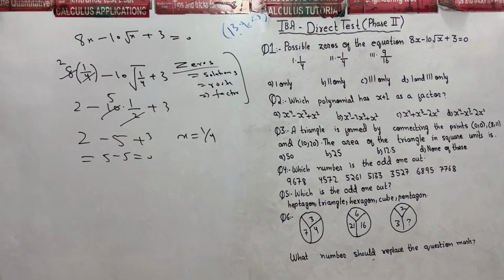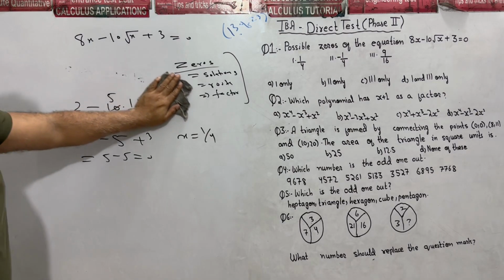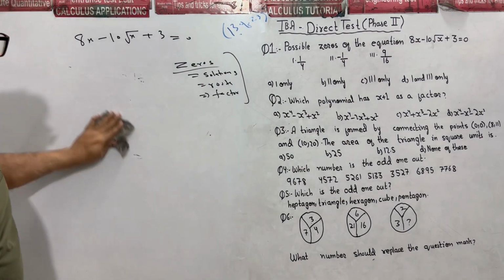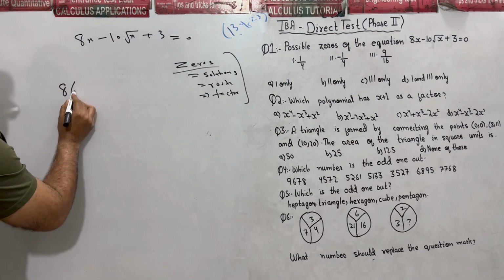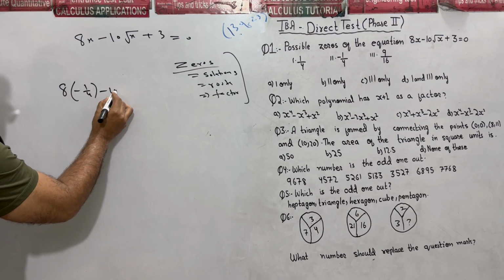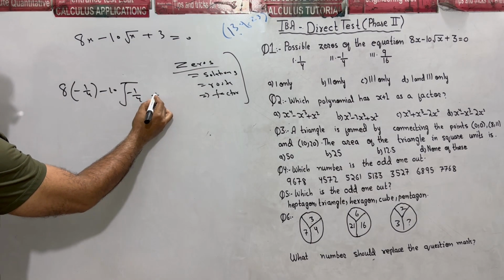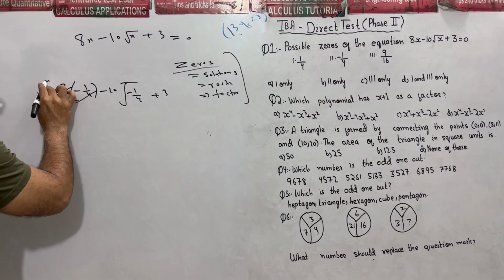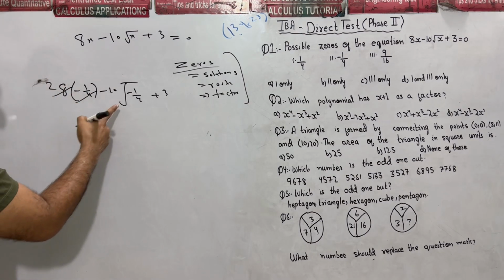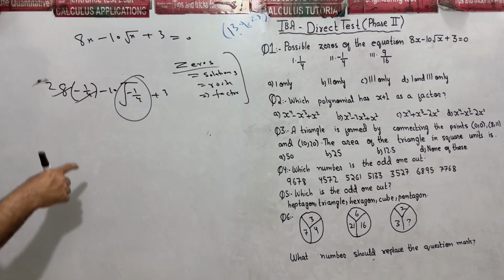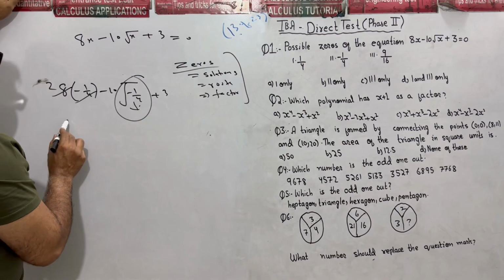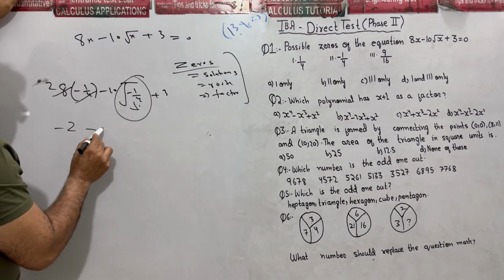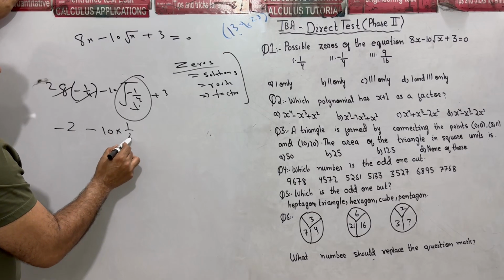Now let's verify option number 2. Instead of x, put x equal to minus 1 over 4. 8 times minus 1 over 4 minus 10 times root of minus 1 over 4 plus 3. Applying the table of 2, 2 times 4, but here the square root of a negative quantity is not possible. It is not real. It will become something like minus 2 minus 10 times 1 over 2 iota plus 3.